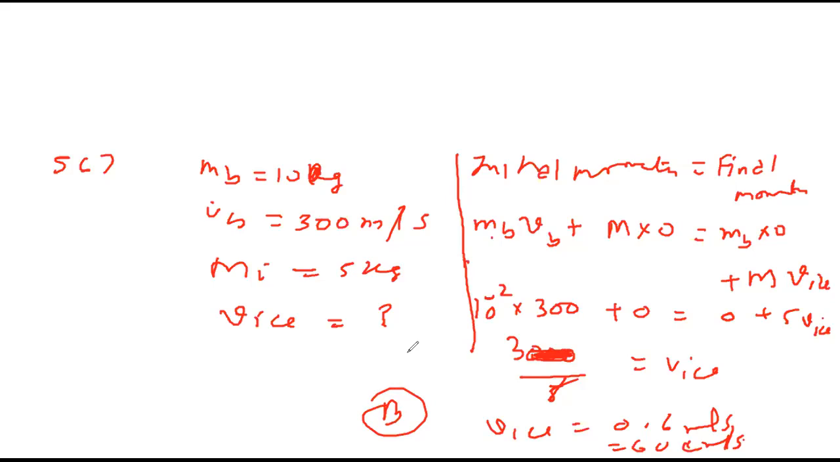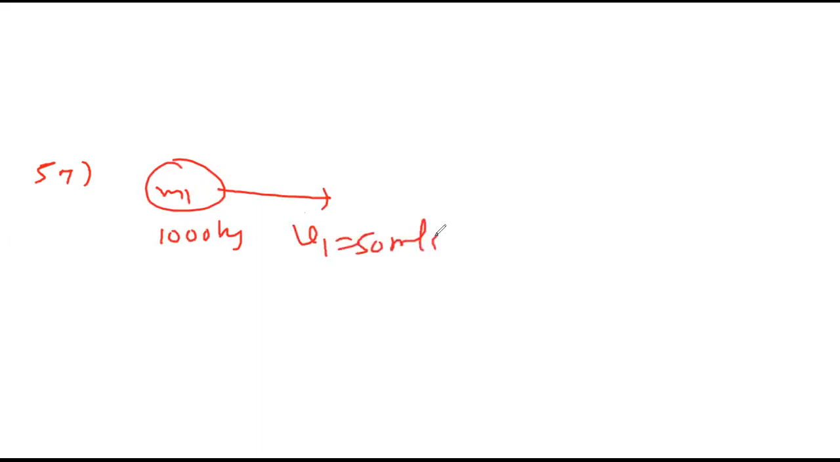Done, sir. Next one, 57th. A body of mass 1000 kg is moving horizontally with velocity of 50 meter per second. A mass of 250 kg is added, then find the final velocity.